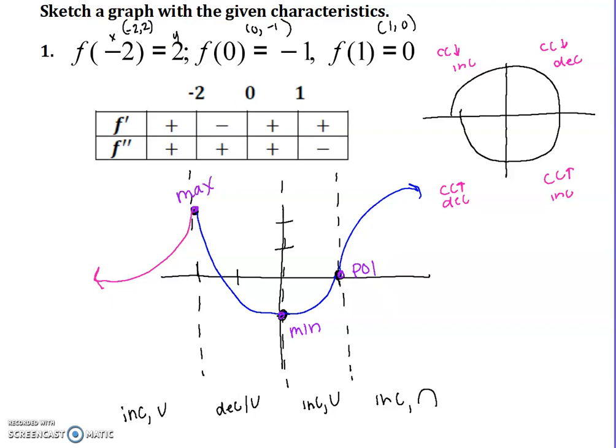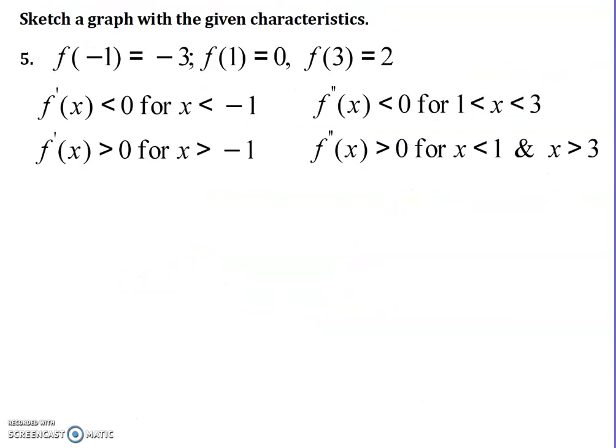Now let's go ahead and look at another example. So this time they haven't given us a table. They've given us a bunch of inequalities about the first derivative and second derivative. Okay. And they've still given us 3 points. So what we're going to have to do here is make our own table.